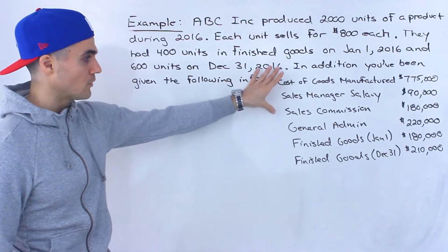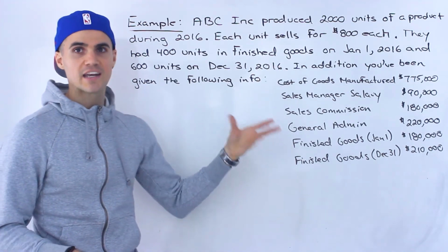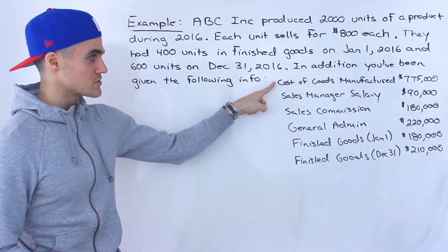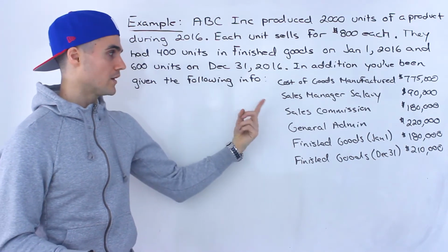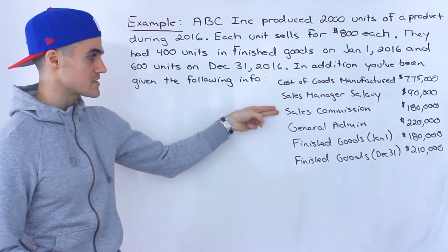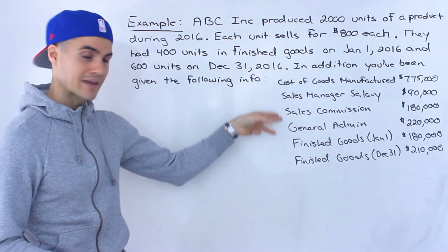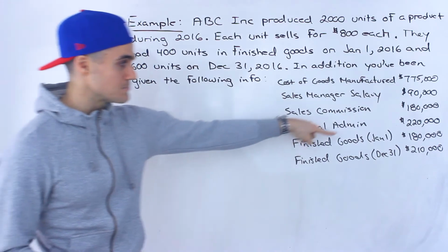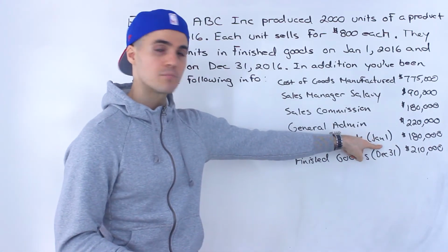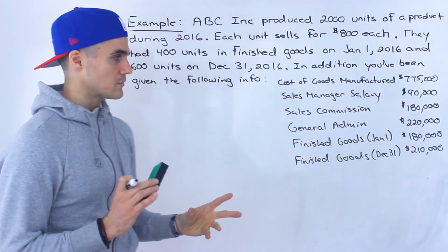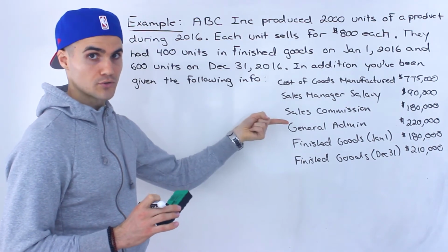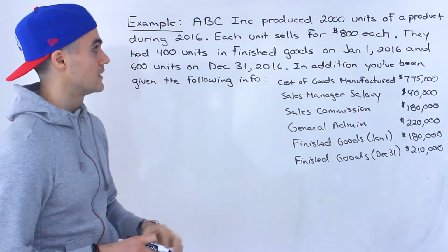So I actually wrote out the remaining information that we're going to need to prepare that income statement. So we have the cost of goods manufactured that we calculated in number 1. We have the sales manager salary, sales commission, general admin. Those are the period costs. They're going to go on the income statement. Then we have the finished goods at the beginning and end of the period. We're going to need those numbers and that cost of goods manufactured to calculate the cost of goods sold. That's going to go on the income statement.